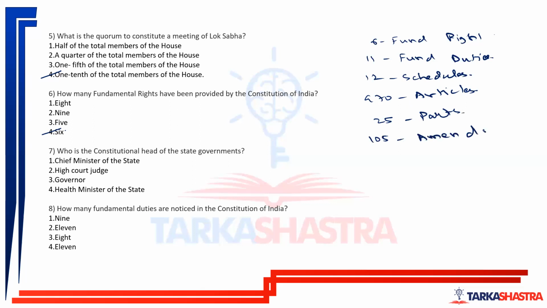And amendments मतलब changes in the Constitution. अभी तक कितने हुए हैं? ठीक है ना? 105. 25 parts of Constitution, 470 articles पास हुए हैं, 12 schedules है, 11 fundamental duties है, 6 fundamental rights. ये लिख के रखो. Who is the constitutional head of the state government? Governor. Simple एकदम. How many fundamental duties are noticed in Constitution of India? 11. है ना? Fundamental duties हमारी कितनी है? 11.